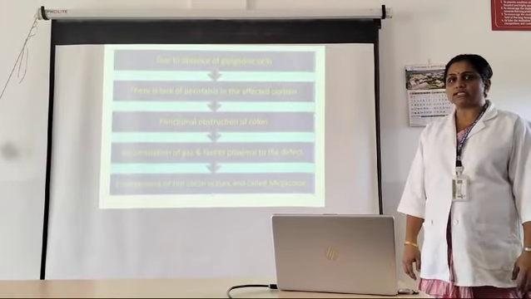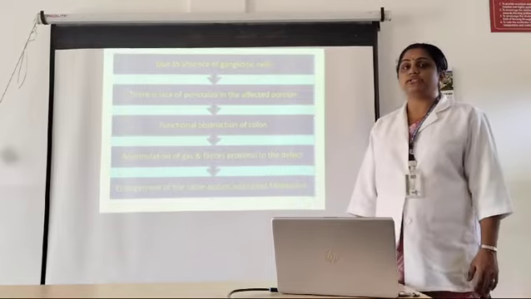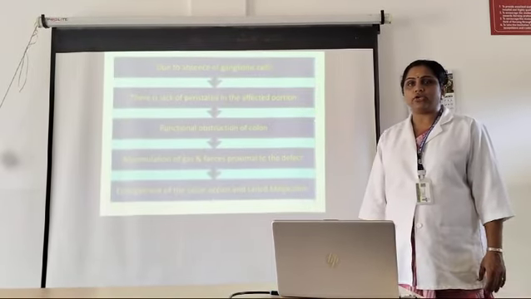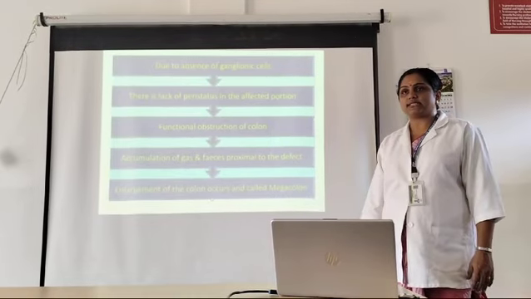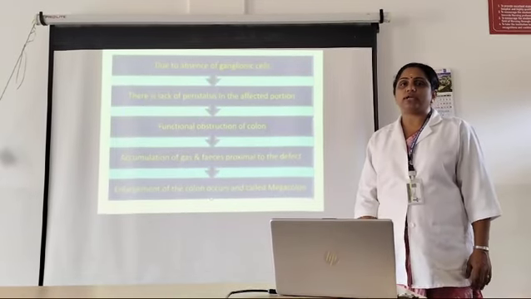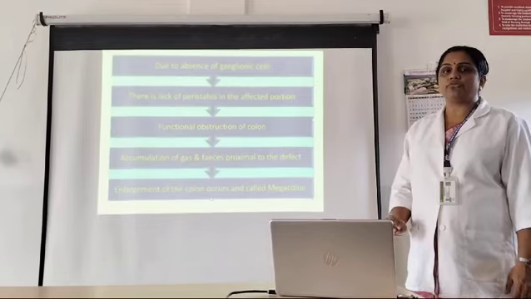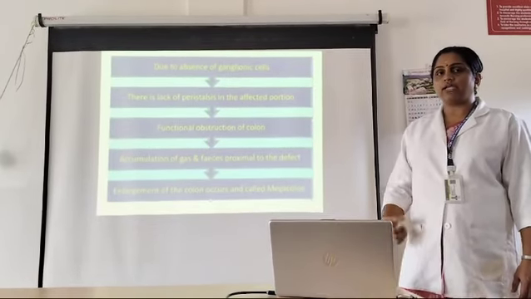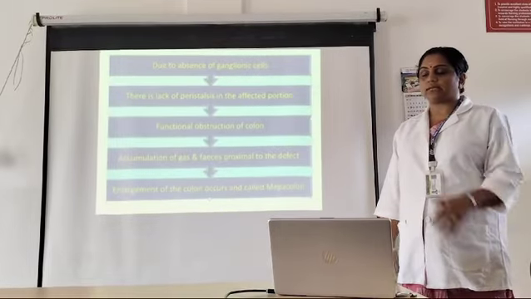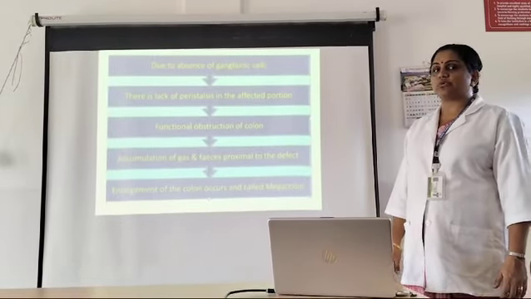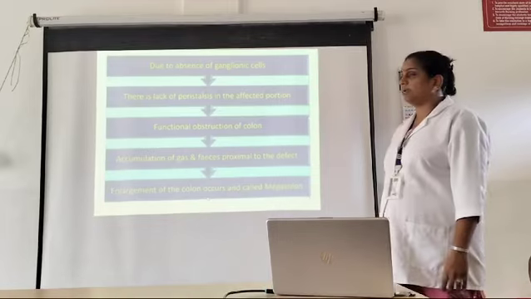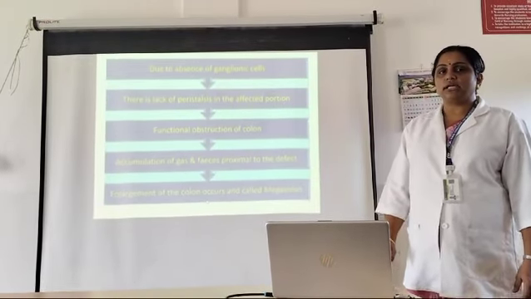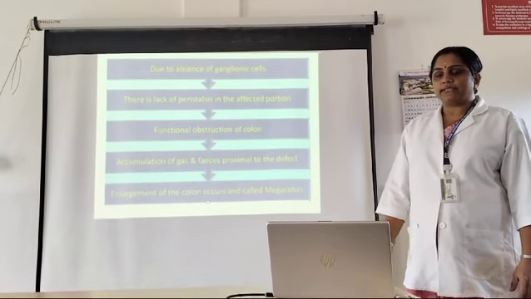And you can see the pathophysiology of Hirschsprung's disease. It occurs due to the absence of the ganglionic cells. We already told that the ganglionic cells help the movement of the stool from the colon to the rectum. If there is an absence of the ganglionic cells, that means aganglionic, there should be a lack of peristaltic movement in that affected portion. Where the ganglionic cell is absent, there should be a lack of peristaltic movement.